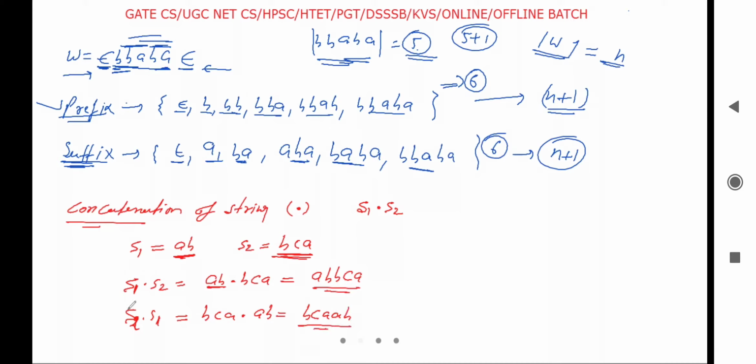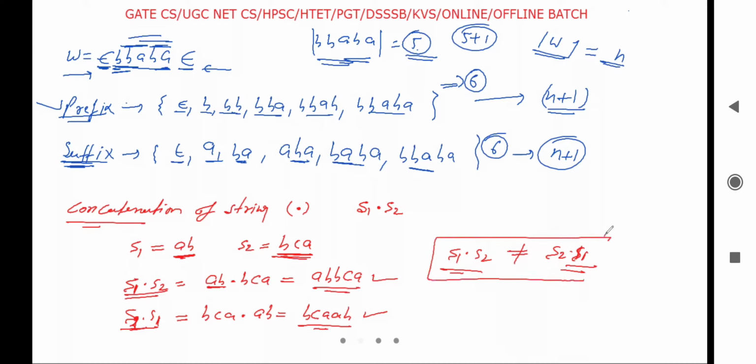So here we can say S1 concatenation S2 is not equal to S2 concatenation S1. As you can see here, it is S1 concatenation S2, and here it is S2 concatenation S1, and they both are not equal. So S1 concatenation S2 is not equal to S2 concatenation S1. Is it clear till this part? Clear. Okay, is it clear to all?